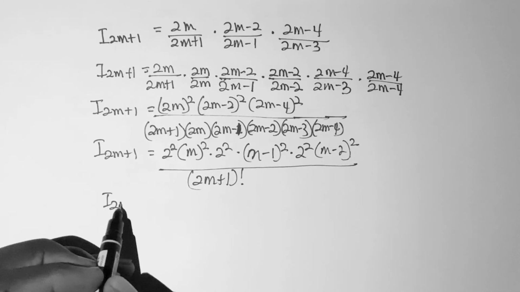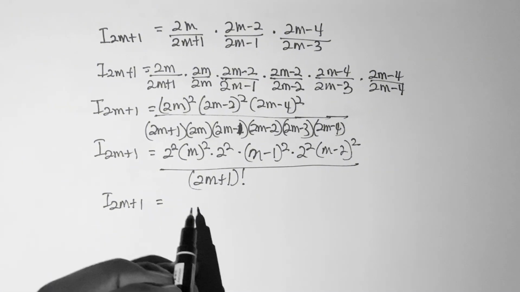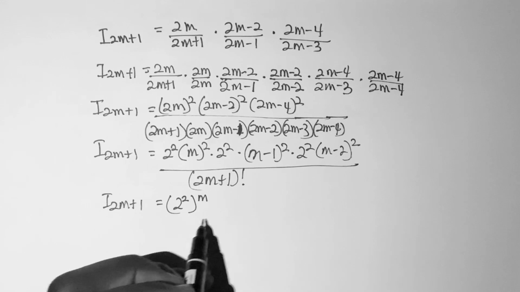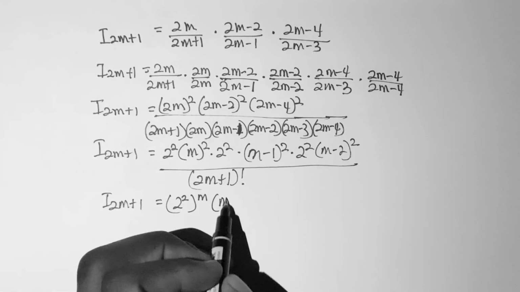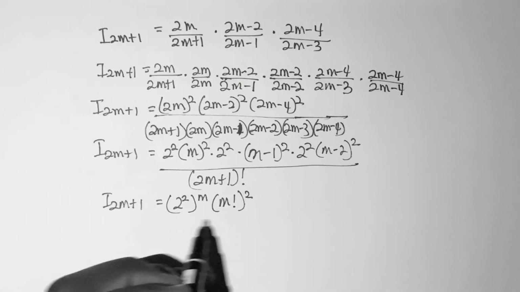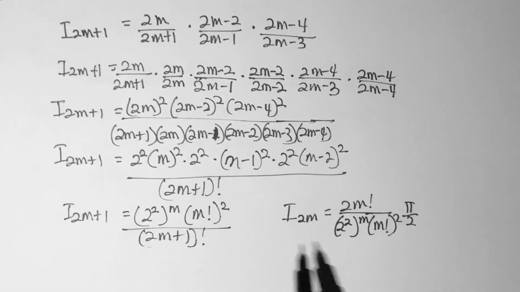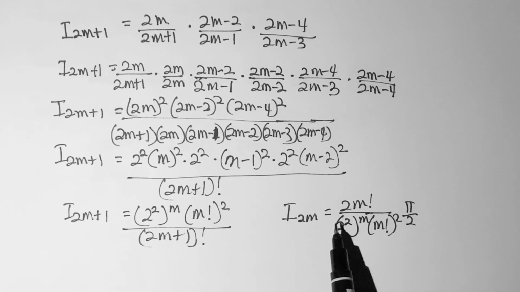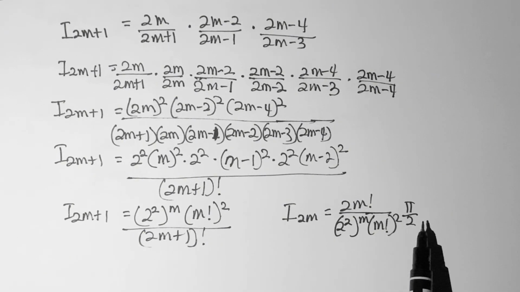So I of 2m plus 1 is equal to, now these 2 squares will keep repeating itself m times. So it will become 2 squared exponent m, and then m times m minus 1 times m minus 2. That's the same as m factorial all squared divided by 2m plus 1 factorial. So remember that the case of the even numbers was I of 2m is equal to 2m factorial times 2 squared exponent m times m factorial squared times pi on 2.